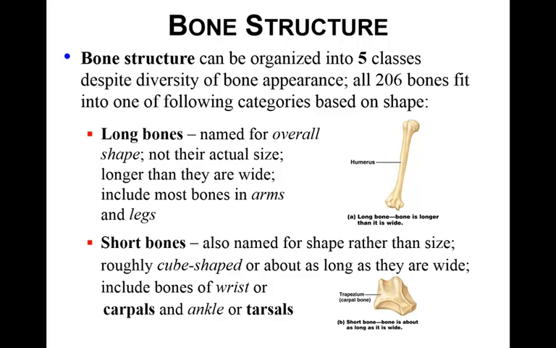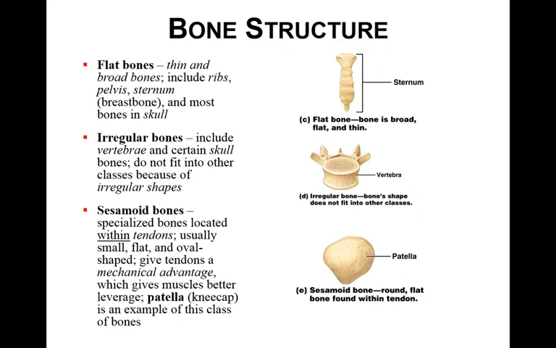Then you have short bones. Again, this is named for shape rather than size. These are normally cube-shaped. They're usually about as long as they are wide. Your bones of the wrist, your carpals, as well as your tarsals are examples of short bones. And then we have flat bones, thin, broad, your ribs, your pelvis, your sternum, breastbone. Most of the bones in your skull fall into the flat bone category.